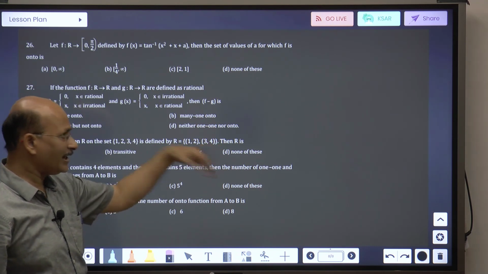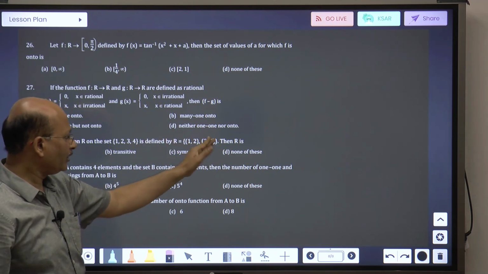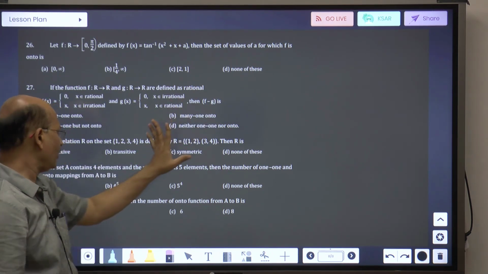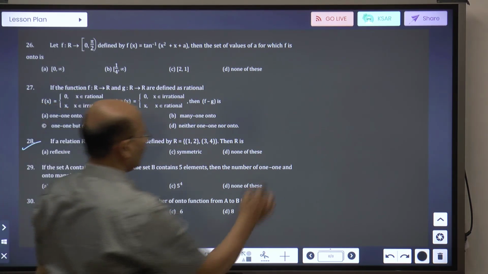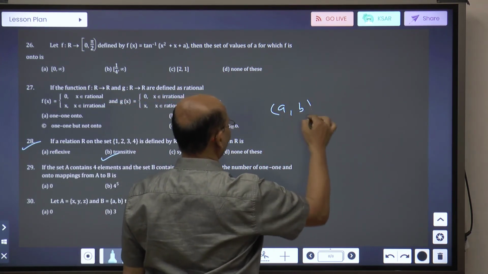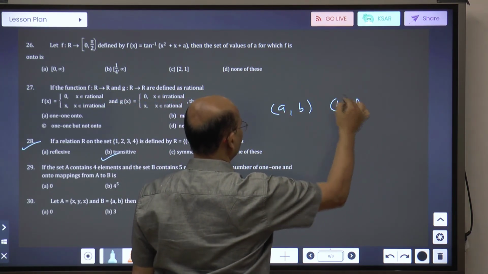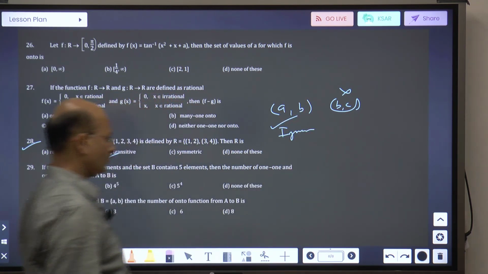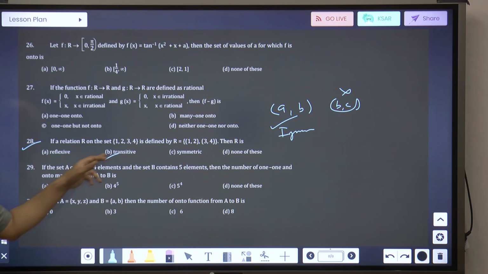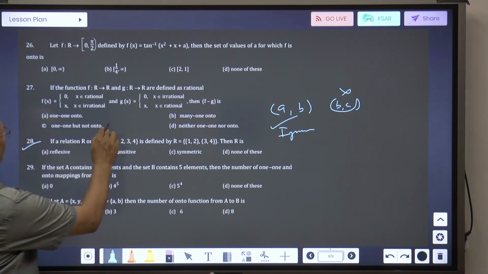AB है, BC नहीं है तो AB को ignore करो. 3, 4 is there. BC is not there, इसको भी ignore करो. So that means this will be the case of transitive. Because see, AB है, if BC is not there, don't look, ignore these ordered pairs. So it is transitive. So I think it is transitive. Okay, keep that in mind. Okay.